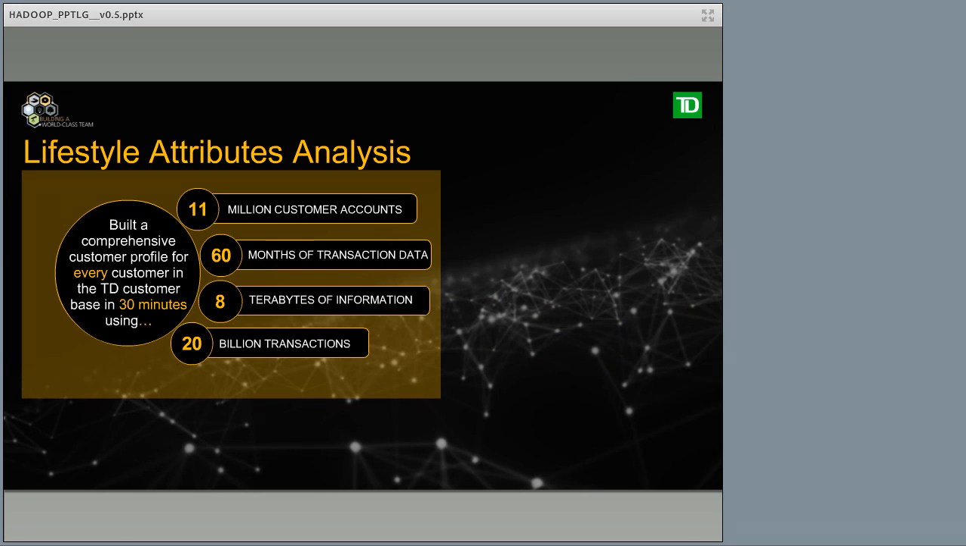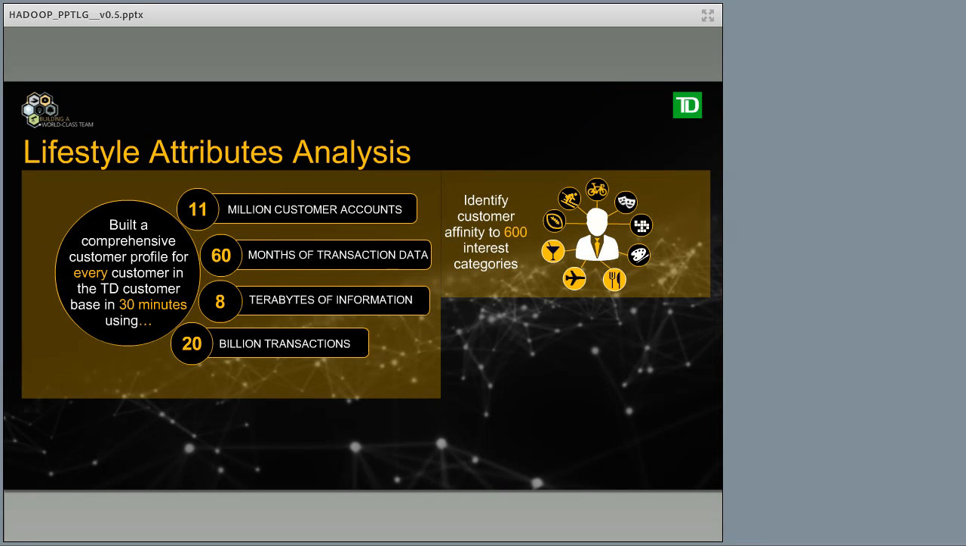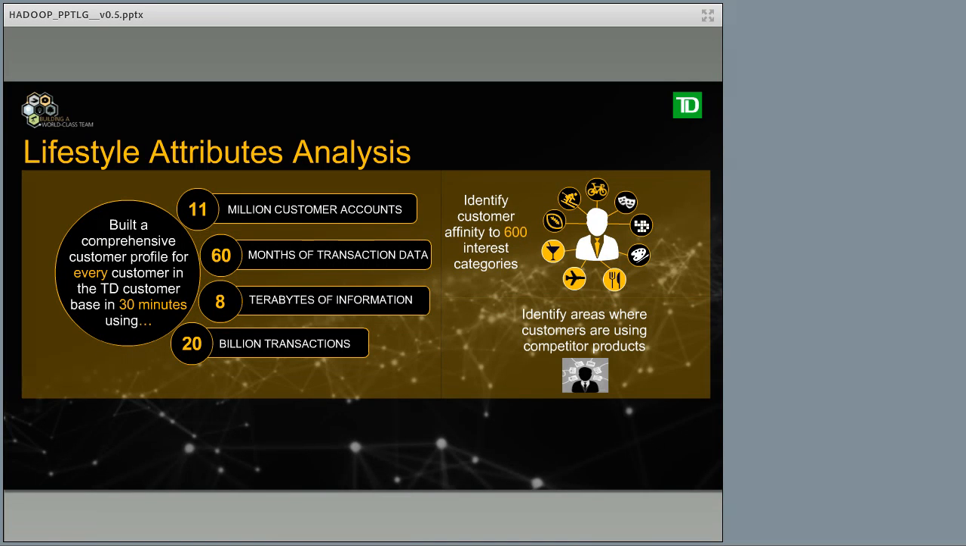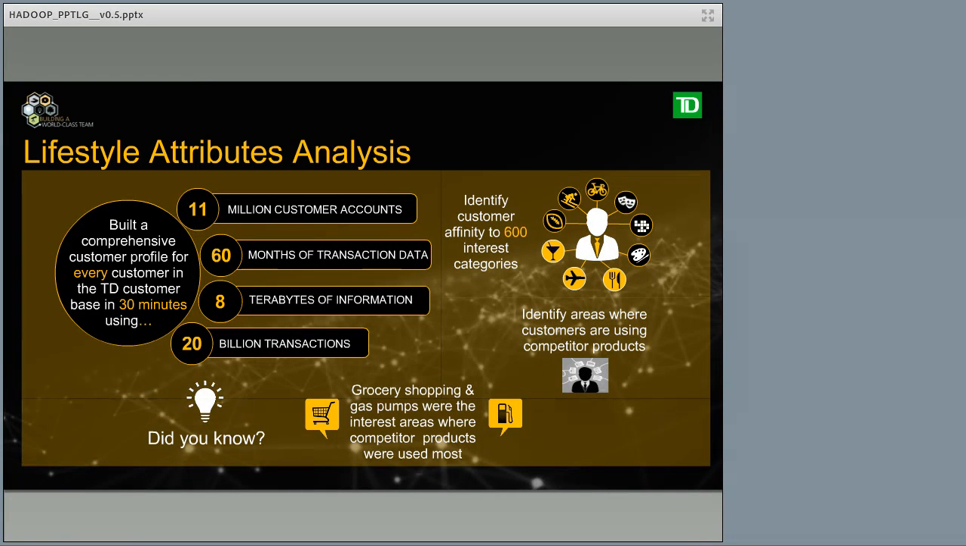Lifestyle Attributes Analysis. Leveraging Heat, this project was able to build a comprehensive customer profile for every customer in the TD database in 30 minutes. It used 11 million customer accounts and 8 terabytes of data that spanned 60 months and 20 billion transactions. The result allowed them to identify customer affinity to 600 interest categories and identify areas where customers were using competitor products. One of the findings from this project was that grocery shopping and gas pumps were the interest areas where competitor products were used most.